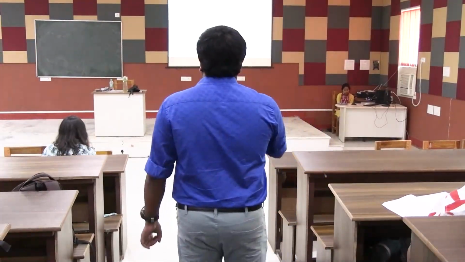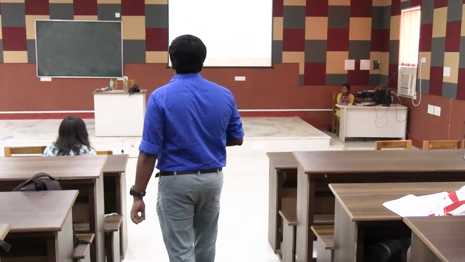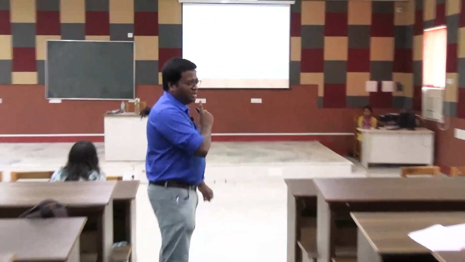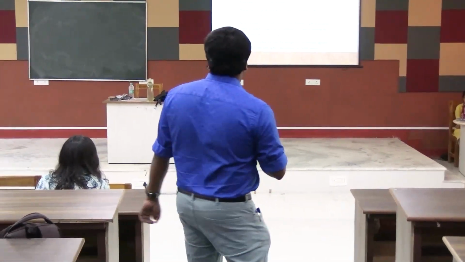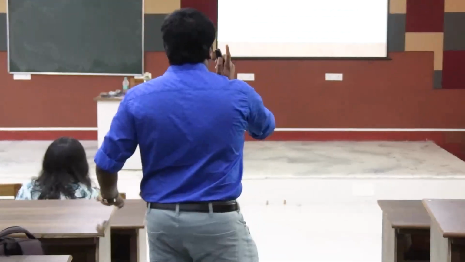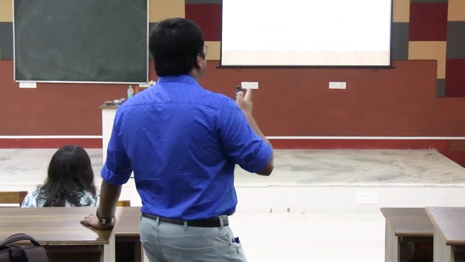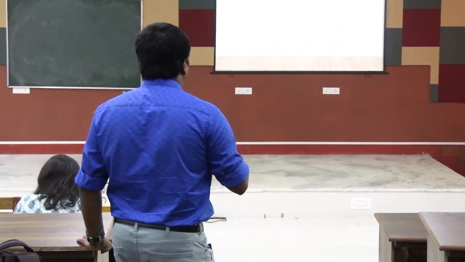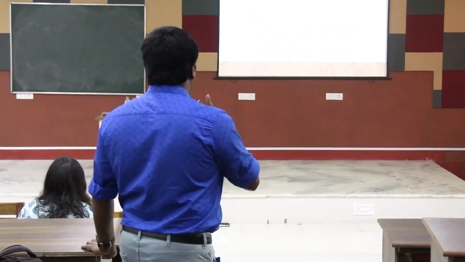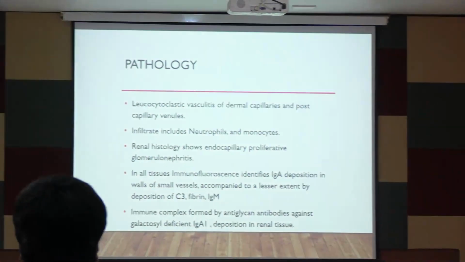It is vasculitis done by the debris of different leukocytes, mainly the fragmented neutrophils. Okay, so include neutrophils and monocytes. These are actually the debris, the fragmented neutrophils. And what happens? Mainly the IgA deposition. We can also see deposition of C3, fibrin and IgM, but they are minor. Remember, deposition of IgA. Okay.